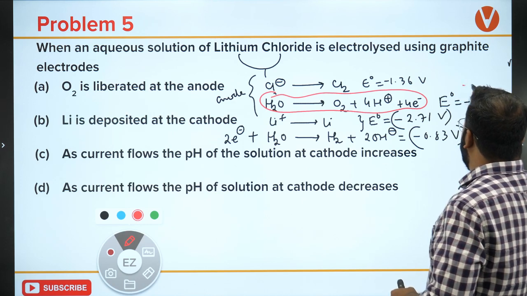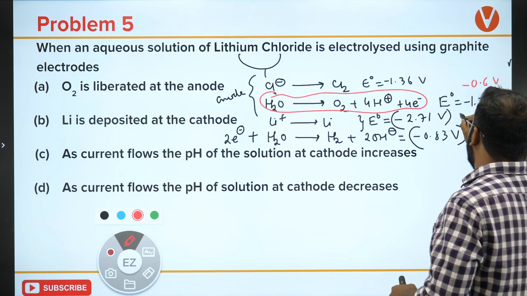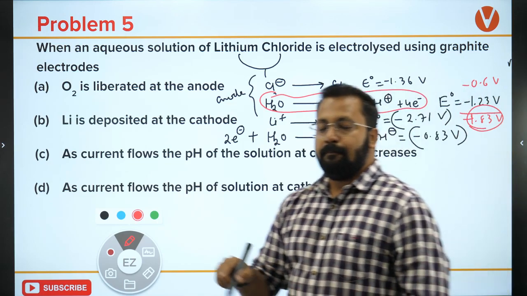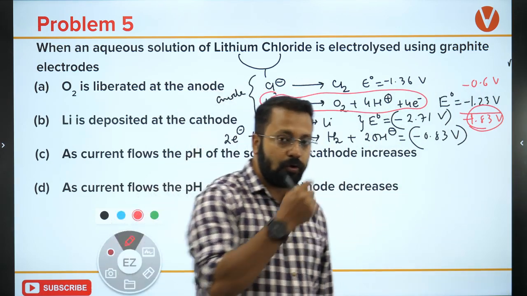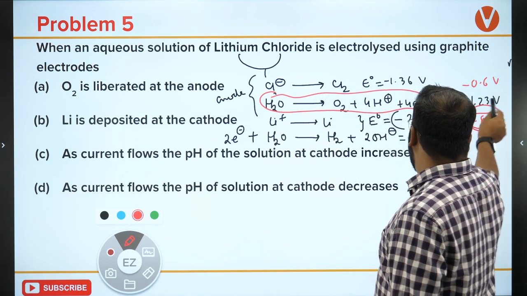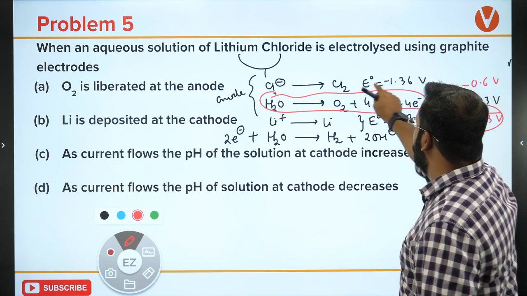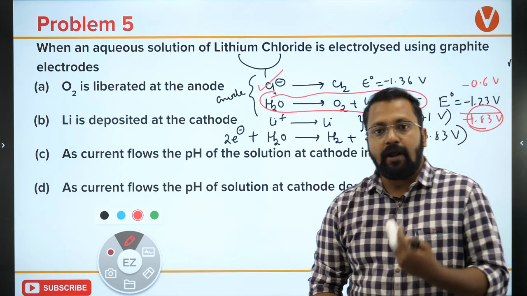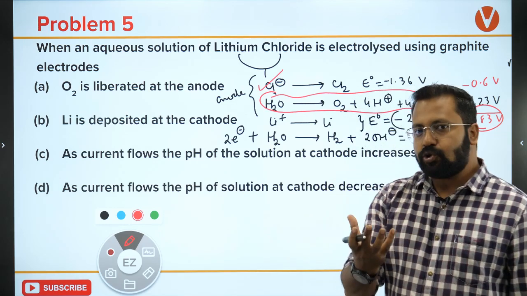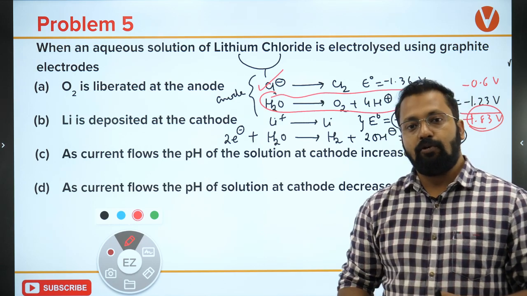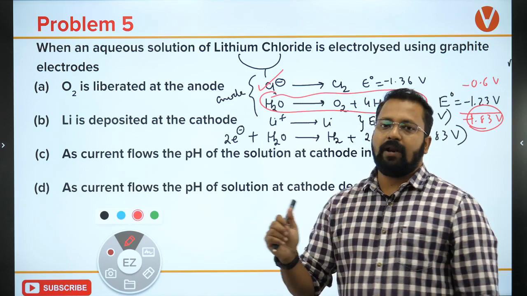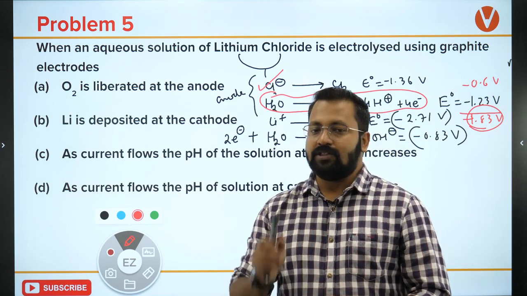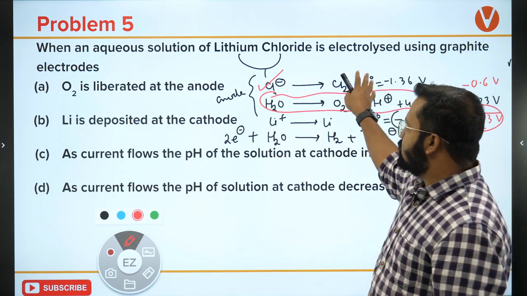The overpotential is about 0.6 volts, so it becomes minus 1.83 volts; we have to apply that, and only then will oxygen be liberated. Before that, oxygen would not be liberated, even though the delta E naught value is slightly greater than this one. It will not happen. The right answer is that chlorine will be liberated at the anode. In the electrolysis of dilute sodium chloride, chlorine is liberated rather than oxygen, and hydrogen is liberated rather than the metal. There is no effect of dilution right now, because we have not changed any concentration here.